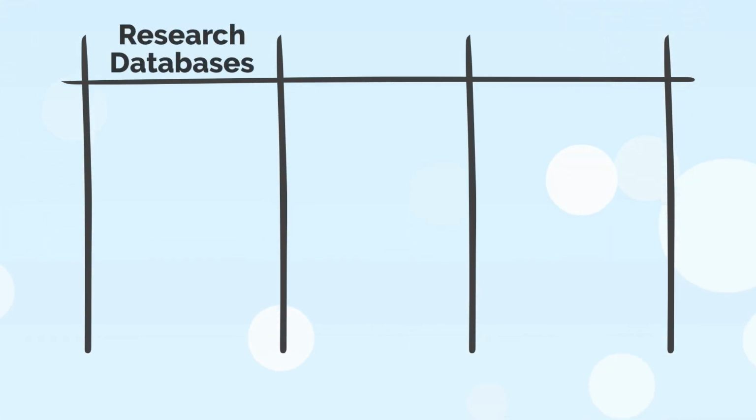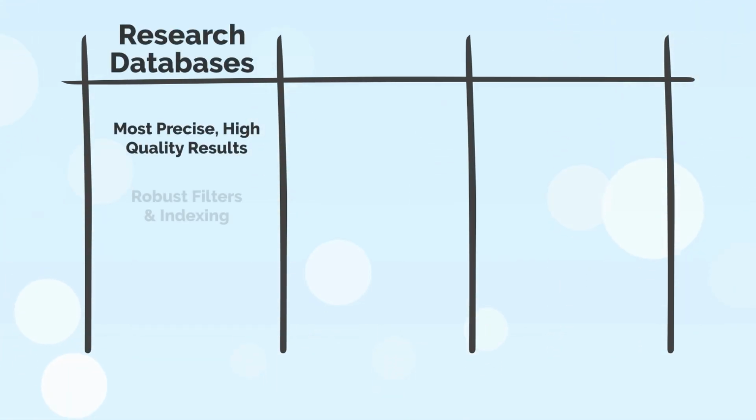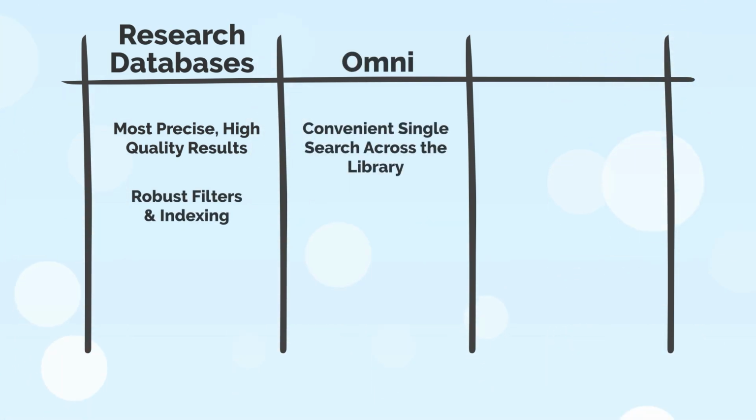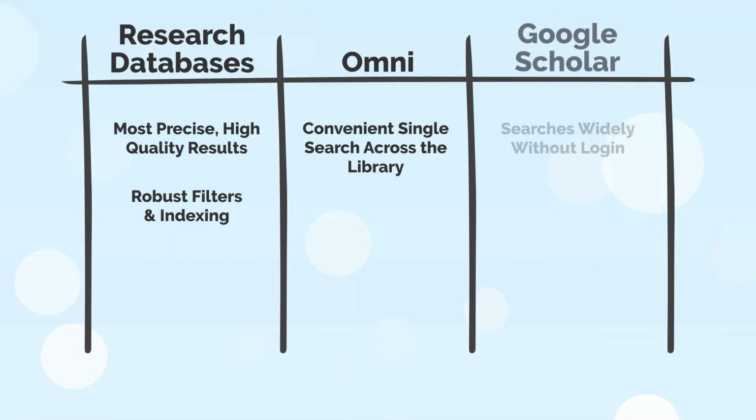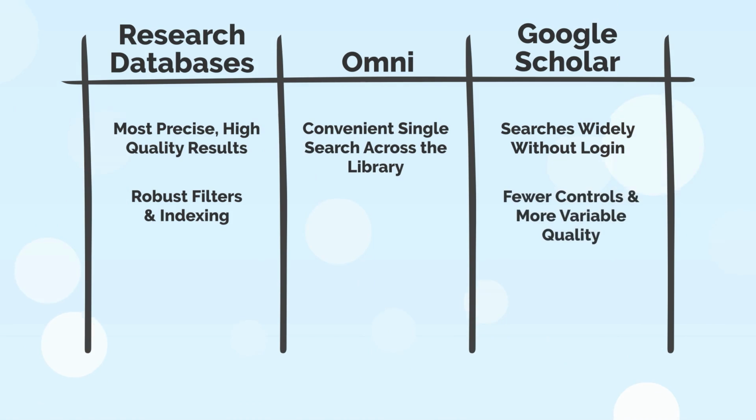Subject-specific databases give the most precise, high-quality results with robust filters and indexing. Omni provides a convenient single search across the library's books, journals, and more. Google Scholar searches widely without login, which can be useful for breadth, but with fewer controls and more variable quality. By understanding these differences, you can choose the best research tool for your research needs.